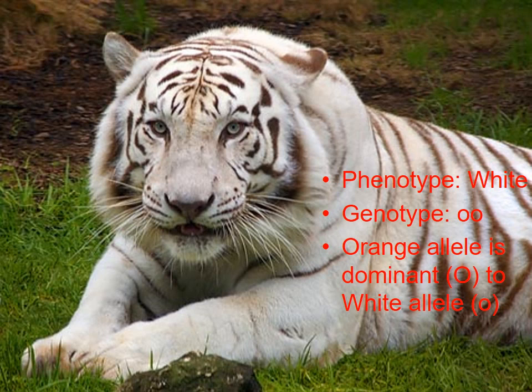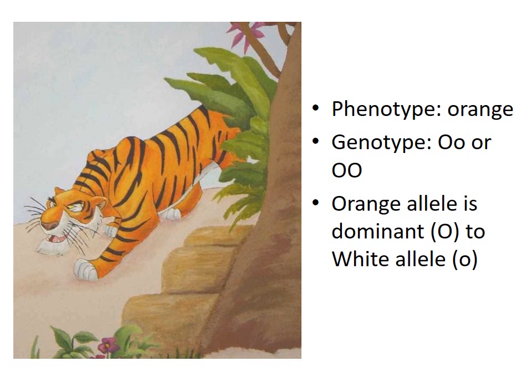Here we can see a white tiger. Its phenotype is white. Its genotype is little o, little o, because the white allele is recessive. If it had a dominant allele, then you know your tiger would be orange. That could be either big O, big O, or big O, little o, heterozygous. But either way, dominant would make it orange. So you can see here, we have an orange tiger, and it would be big O, little o, or big O, big O.